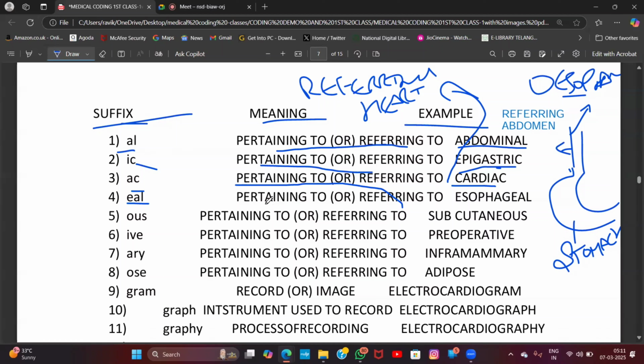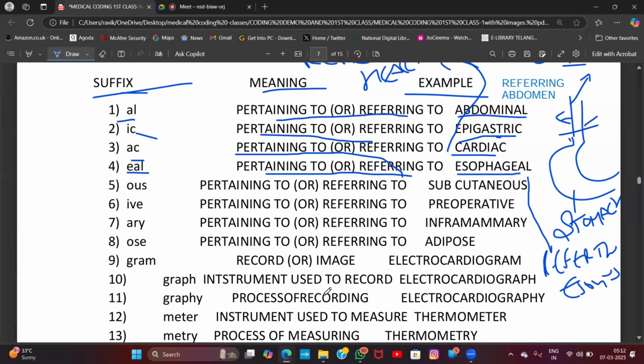-Eal. -Eal is also the same, pertaining to or referring to. Esophageal is nothing but referring to the esophagus. The esophagus is also called the food pipe. Next, -ous.